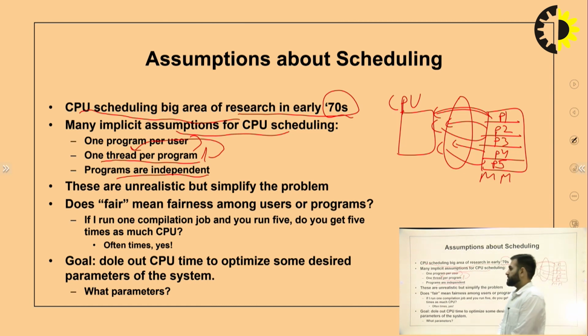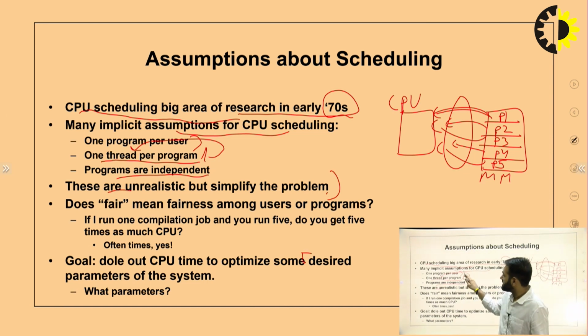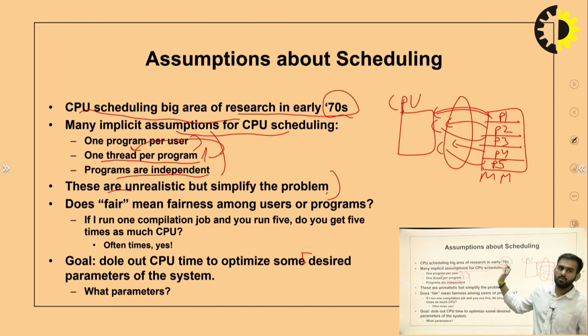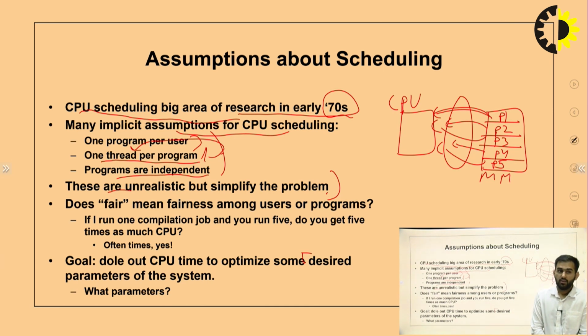Now, these are some unrealistic assumptions, but they can simplify the scheduling problem. Does fair mean fairness among users or programs? If I run one compilation job and you run 5, do you get 5 times as much CPU? Maybe yes, possibilities are there. So the CPU time is to optimize some desired parameter of the system. Which parameters? Parameters like response time, resources, and so on.